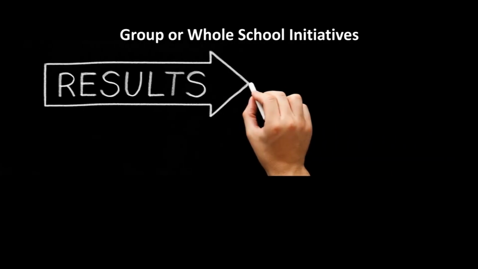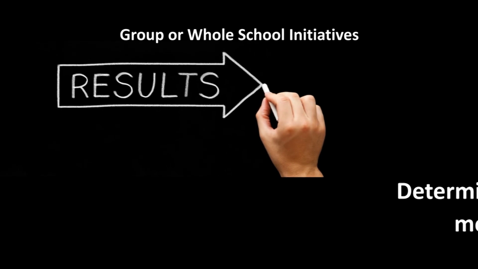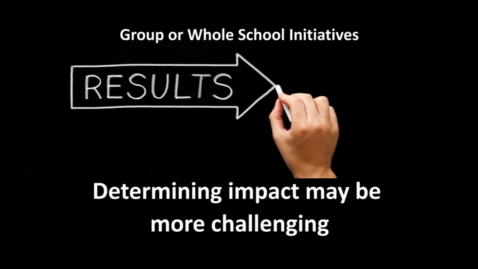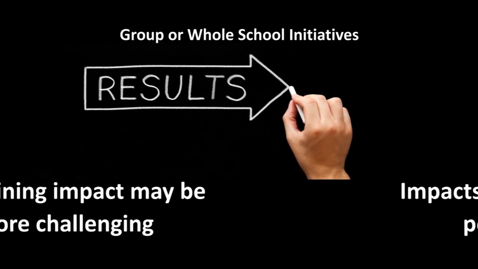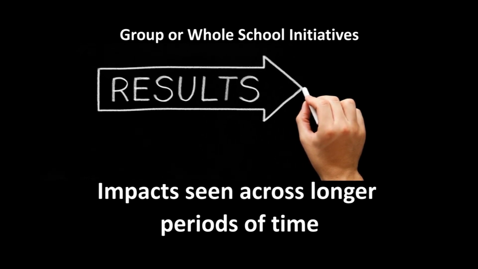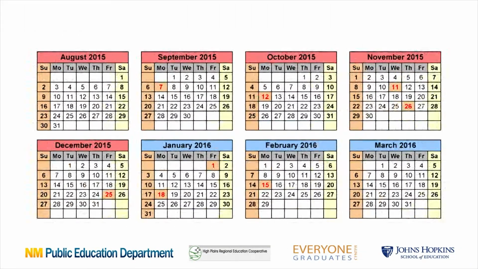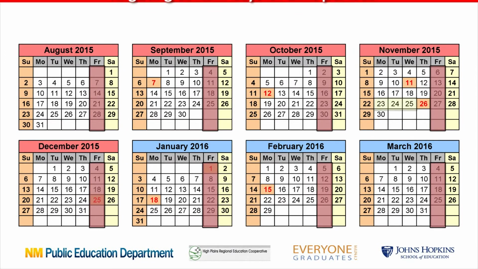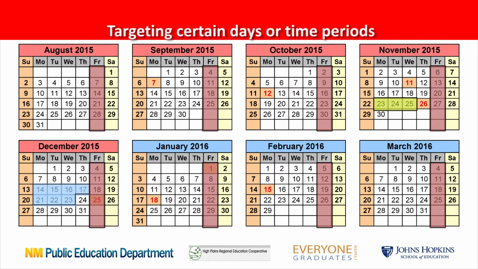For the group interventions or whole school initiatives, the process of determining impact may be more challenging, especially in behavior and course performance, where impact will be seen across longer periods of time. For attendance, the most common approach that we have seen is when certain days or time periods are targeted because they have been a challenge for attendance previously, as was mentioned in the New York City example earlier.